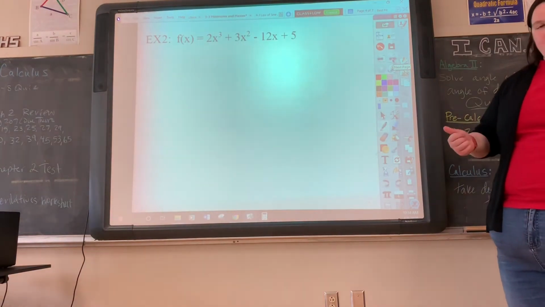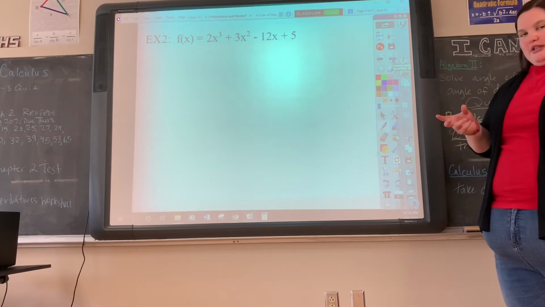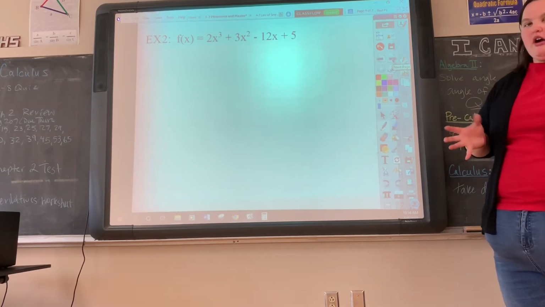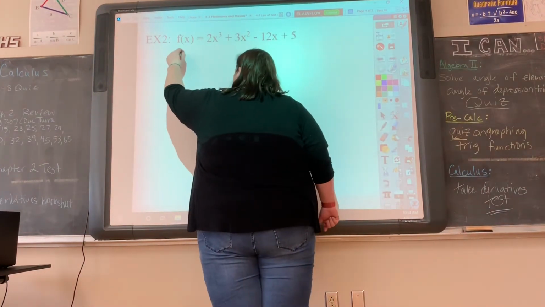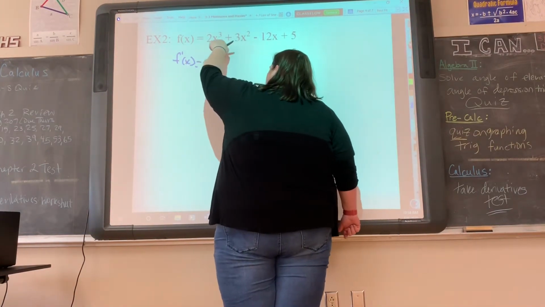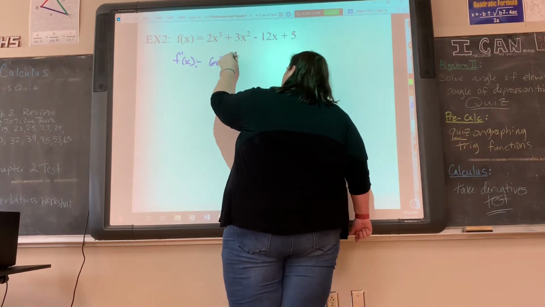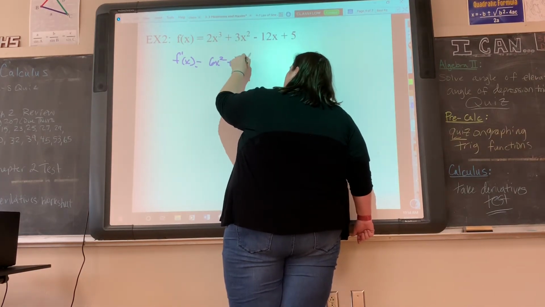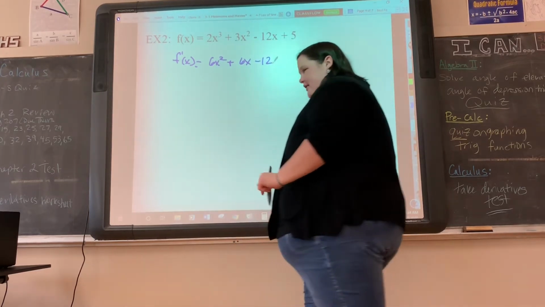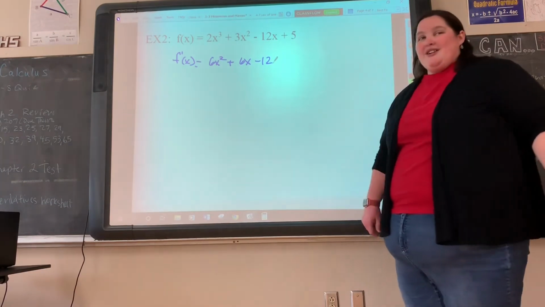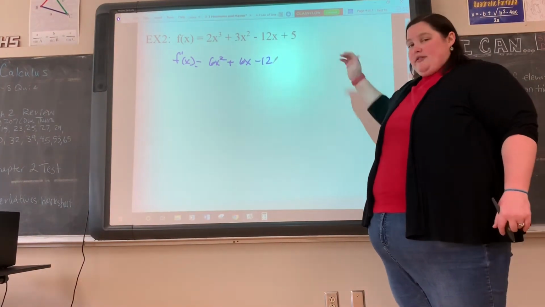Again, first step, take the first derivative. Second step, we're going to solve it. A lot of times with these, you do have to factor, so we're going to use all kinds of factoring with this one. So take the derivative. The derivative of 2x cubed is 6x squared. The derivative of 3x squared is 6x. The derivative of 12x is negative 12. The derivative of 5 is 0. Okay. So now we're going to take that first derivative and set it equal to 0.